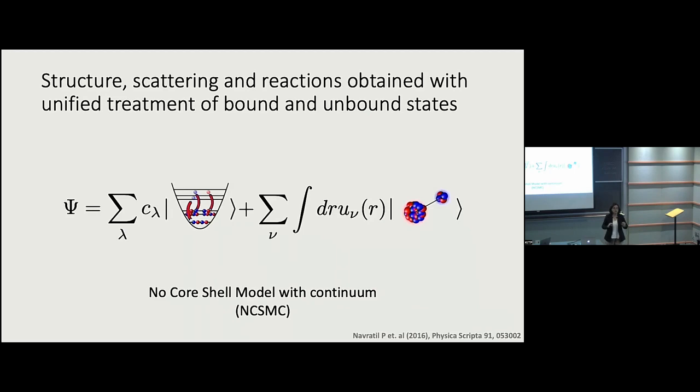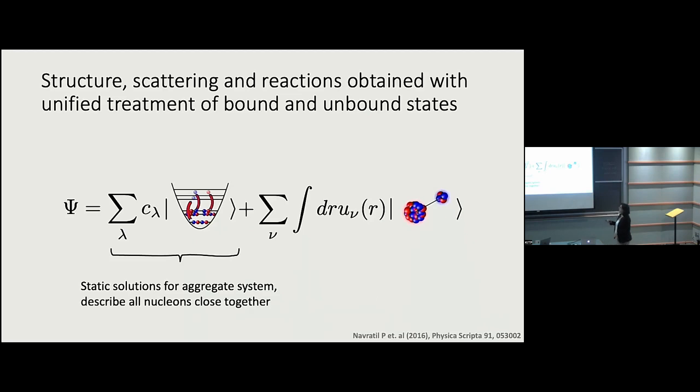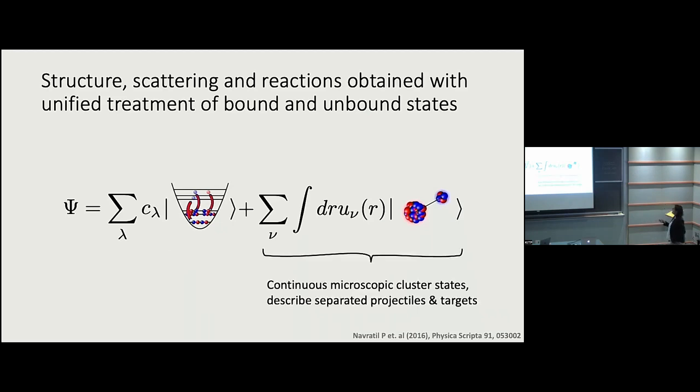We treat all the nucleons as active degrees of freedom. So clearly, this part of our ansatz, which is given by static solutions for the aggregate system, describes when all nucleons are close together, and then we have these continuum microscopic cluster states that describe when the projectile and target are separated. So they're very important, of course, at the beginning and at the end of the scattering process, also to describe our asymptotic states. But so this is the setting.